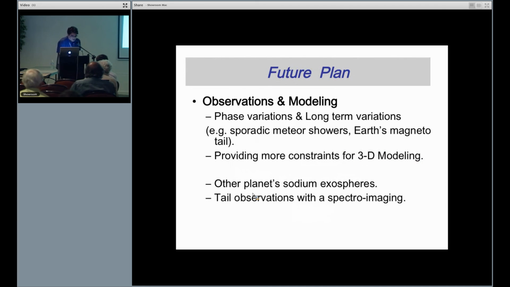So here is our future plan. We need to make more monitoring observations to accumulate more data to see any phase variation and long-term variations, and to provide more observational constraints for future modeling.